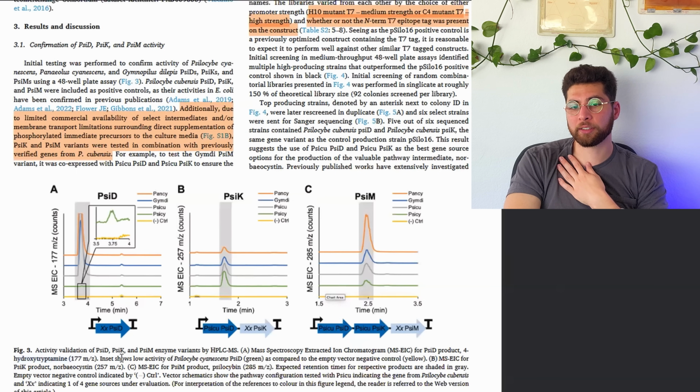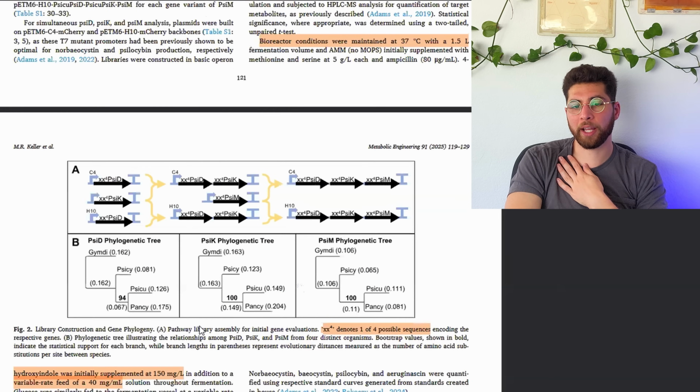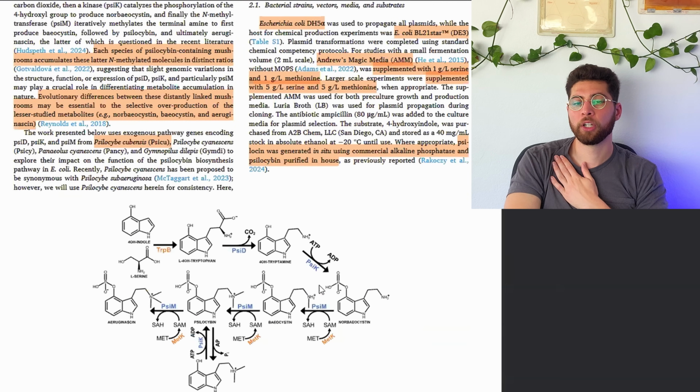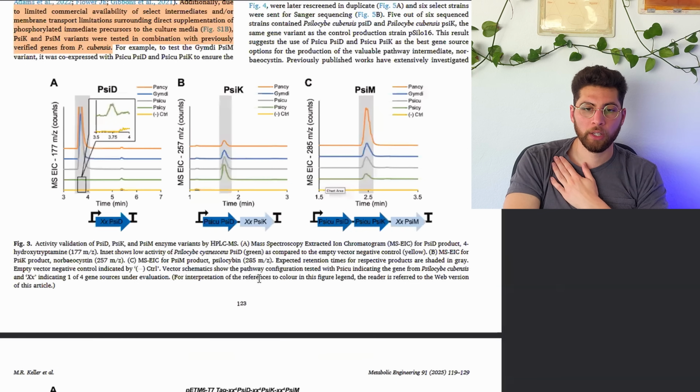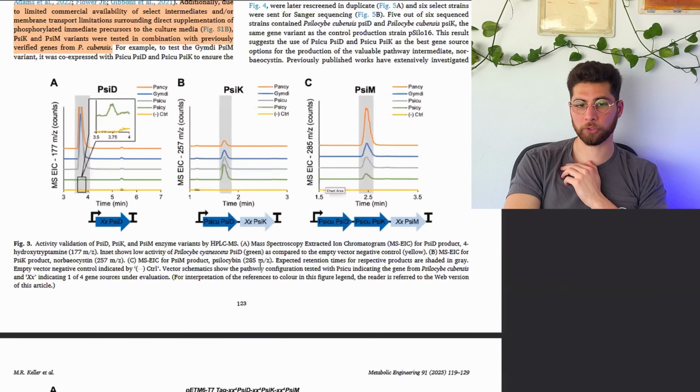So we're testing psi D, we're testing this in panel A, and so we're seeing which gene makes the highest quantity there, right? So you can see that in the green, psi C doesn't really make any, and the control also doesn't really make any, so that's important to know.